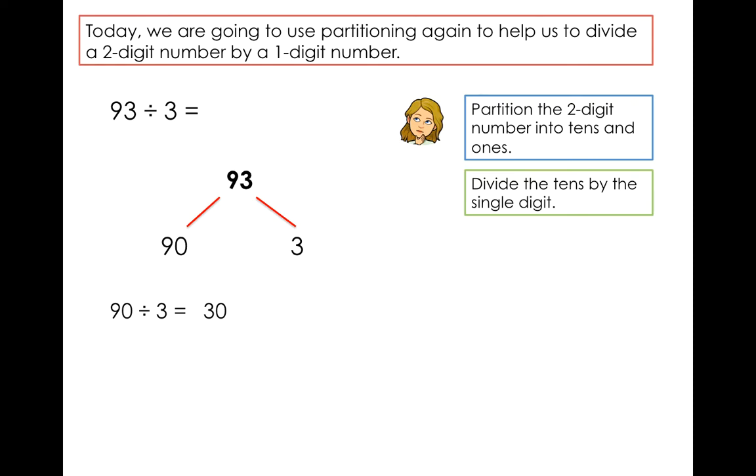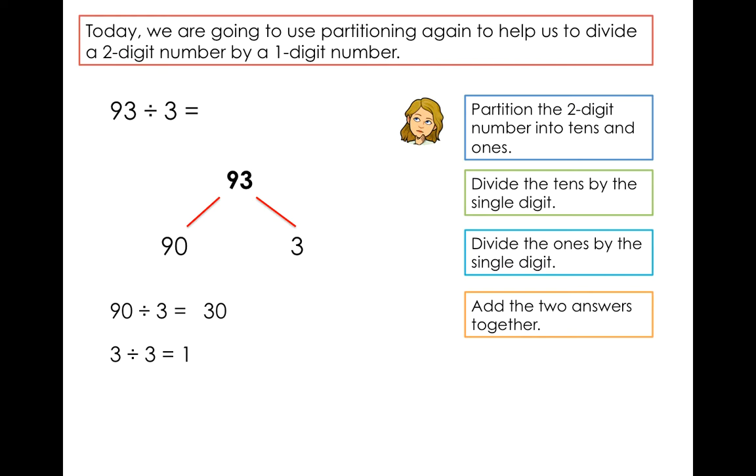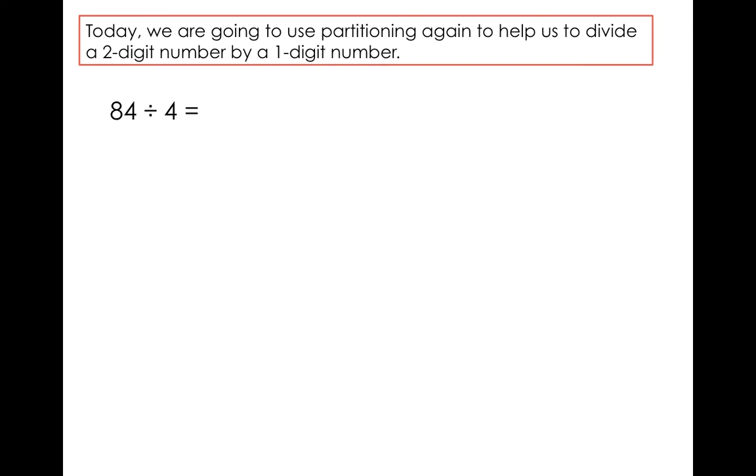Okay? Then I'm going to divide the ones, the 3 ones, by 3, because 3 is the amount that I'm dividing by. And we know 3 divided by 3 is 1. There's 1 3 in 3, isn't there? And then finally, I add my two numbers together, 30 add 1, and we know that's 31. So 93 divided by 3 is 31.